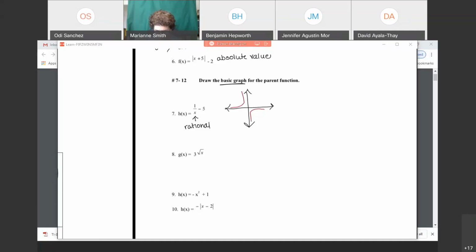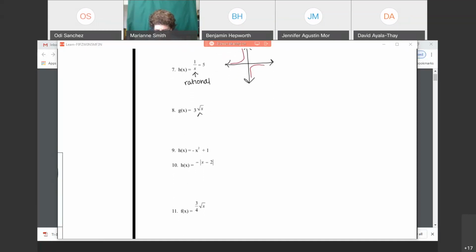This one, number 8, what kind of function do you think this one is? Anybody have any ideas for number 8? Okay, and what do those look like? Well, let me draw those. And again, this is not the graph of g of x, but the base graph, where it's y equals the square root, just like this is y equals 1. Everybody get it?